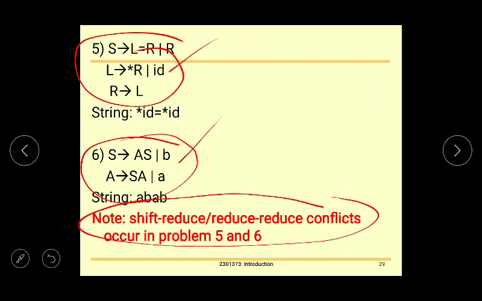So this is about LR parsing, LR(0) automaton, LR parsing, etc. Please work on the different problems I have given.